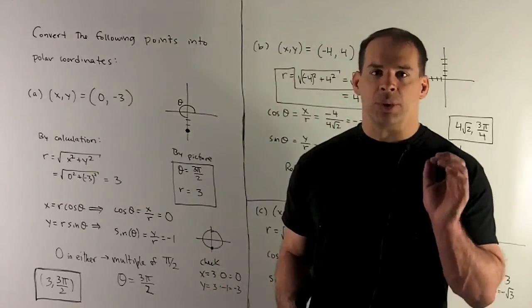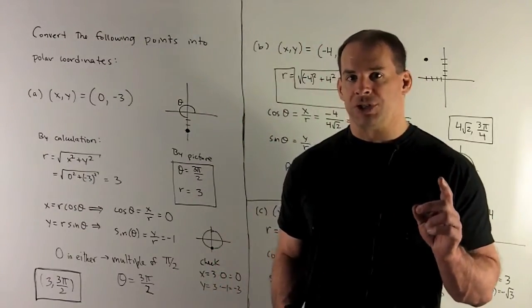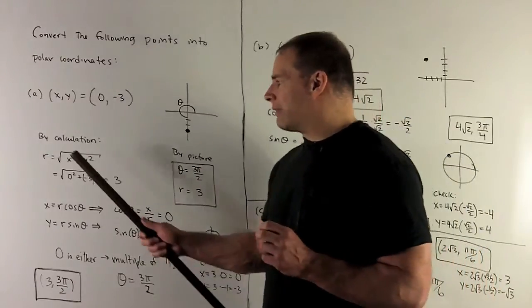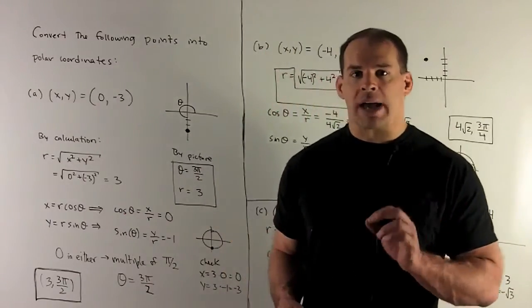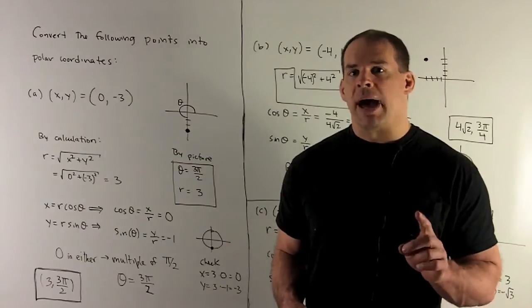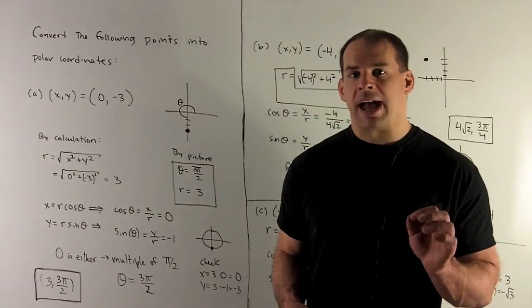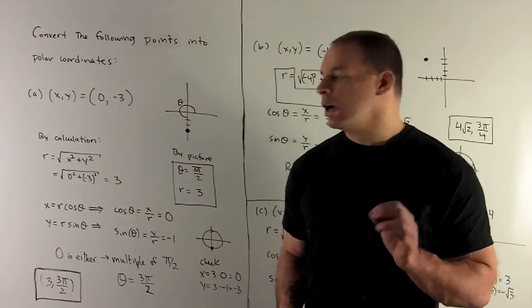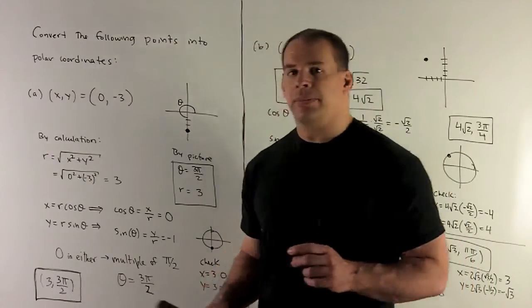Now, that's too easy, so let's check it with the equations. First, we'll have r equals square root of x squared plus y squared. So we'll put in 0, -3. That gives us a square root of 9. So out comes a 3 for r. So that checks our 3.